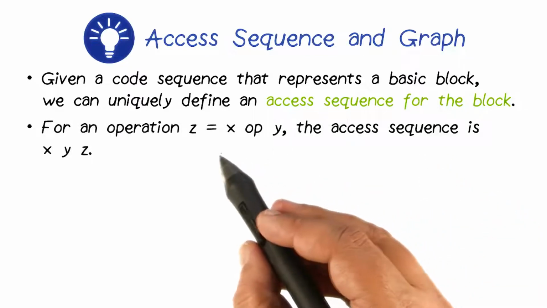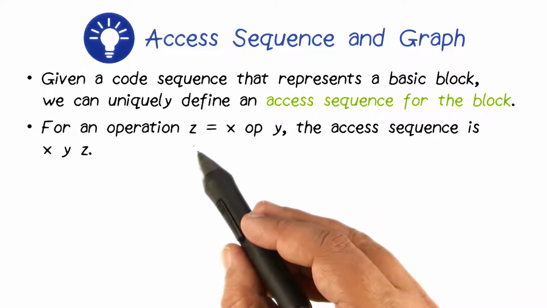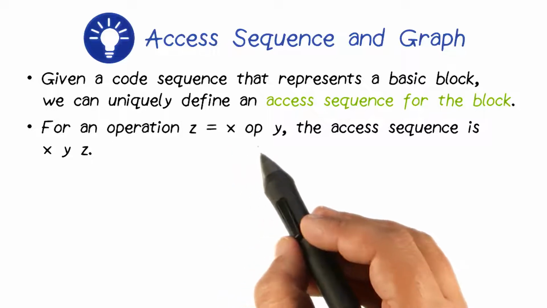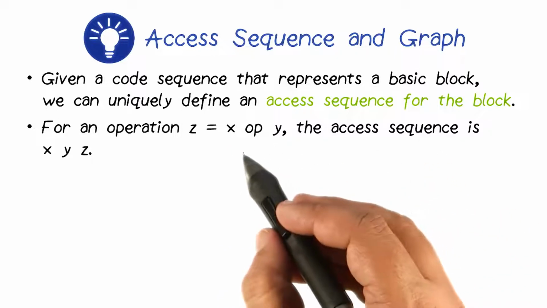How can we do that? It's very easy. Take a look at this operation here. Z is equal to X op Y. What happens here?